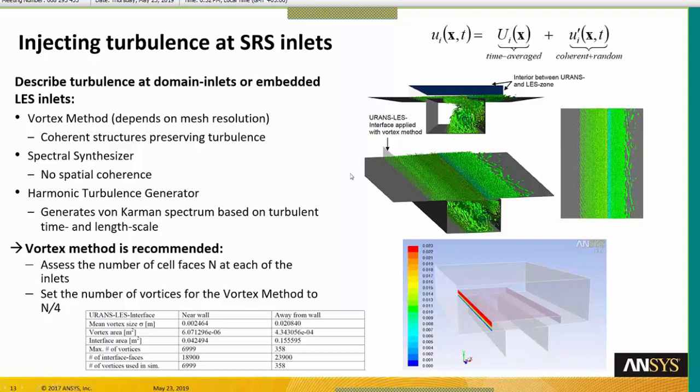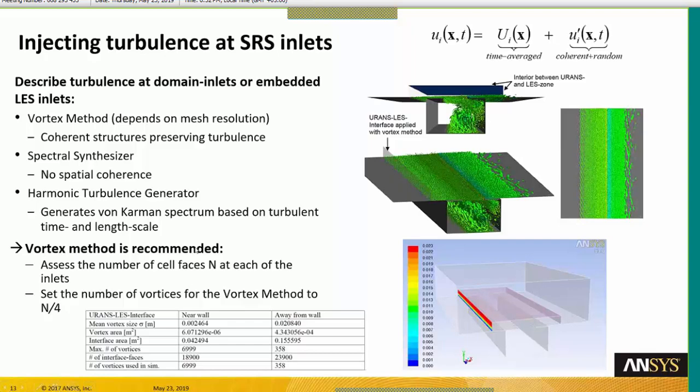So we are going to use the URANS properties at the interface, and then we are going to feed artificial turbulence. You have different methods to do this. You have the vortex method, which depends on the mesh resolution. You will create coherent structures that preserve, in fact, turbulence levels at the interface. You will have a spectral synthesizer with no spatial coherence, and you have the harmonic turbulence generator, which is less used at this point. The first two methods are preferred today.